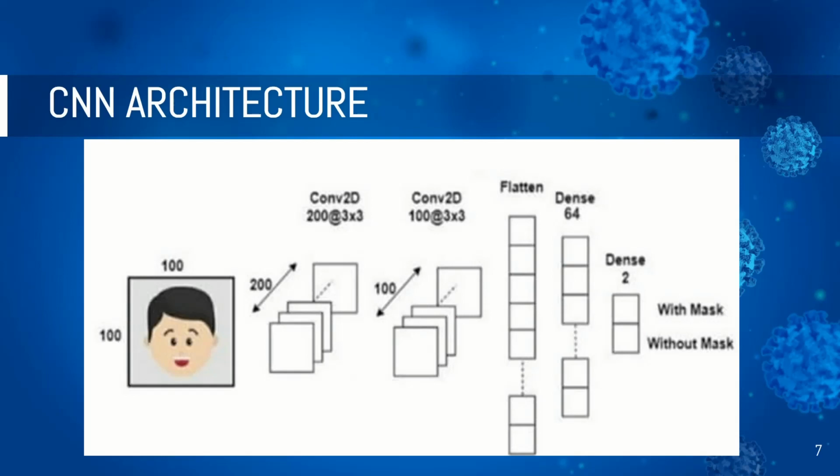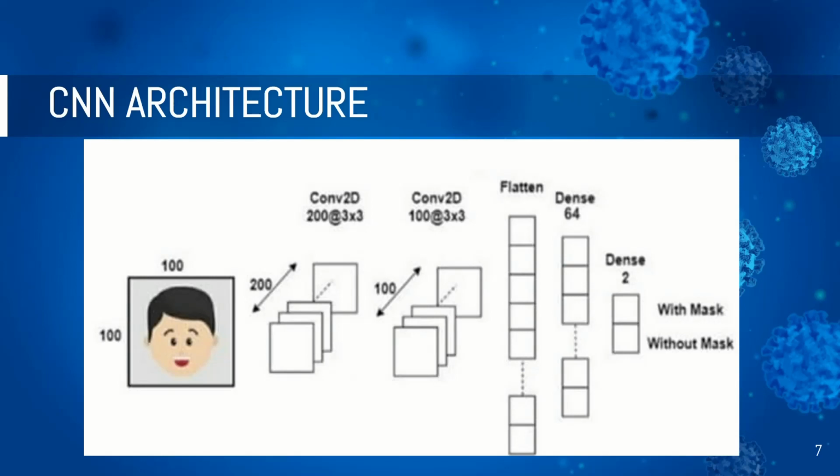We have an image shown here of the CNN architecture. This image shows the CNN used for determining whether a person is wearing a mask or not. First, the input is a 100 by 100 pixel image of a person's face. The next step is the convolution layers. These two layers apply filters to the image to detect the features.